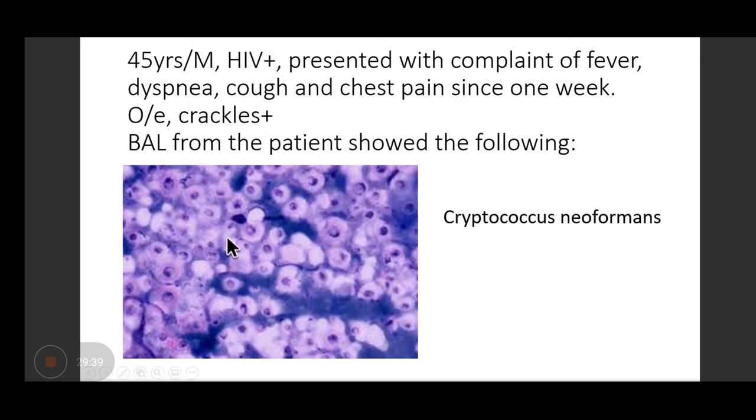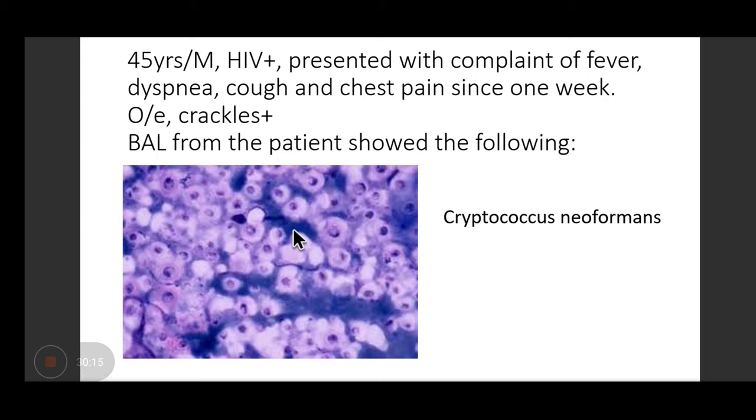The whole slide is filled with these various small circular pathogens which have a peripheral capsule also. So these are Cryptococcus neoformans. Your Cryptococcus has a capsule made up of glycogen. So this is a case of Cryptococcus.